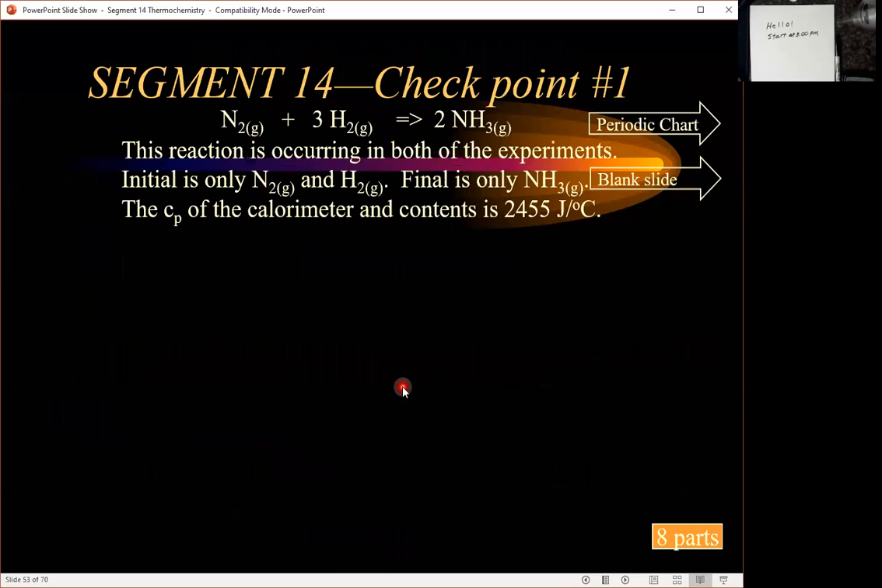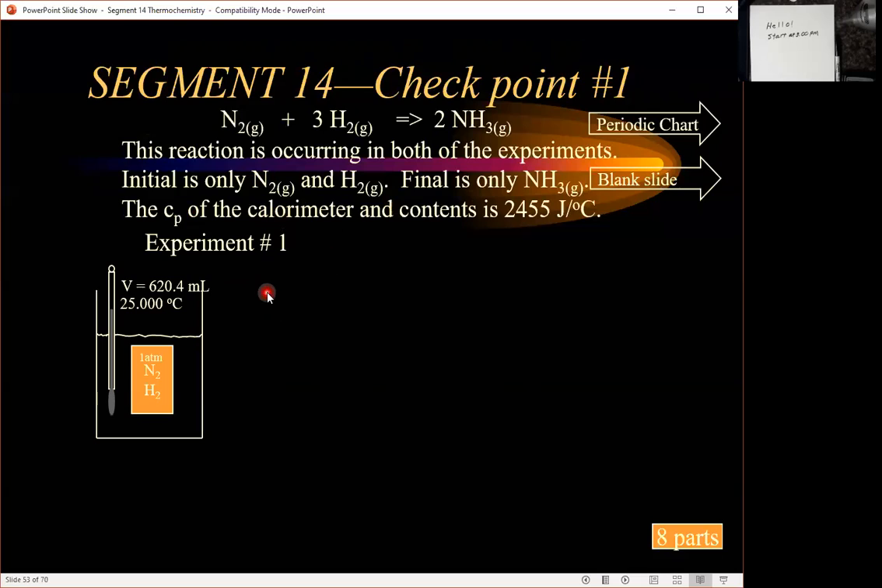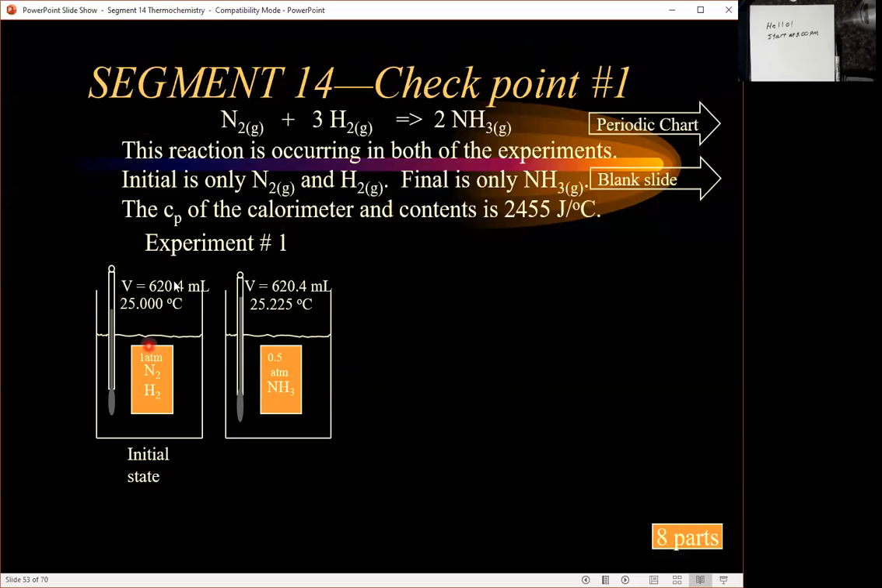Here's your checkpoint on these. Okay, here's a reaction of nitrogen and hydrogen to make ammonia. And we carry out experiments. And we've given the heat capacity of the calorimeter. And experiment 1 is going to be this condition. Now remember, it's the same reaction in both experiments.